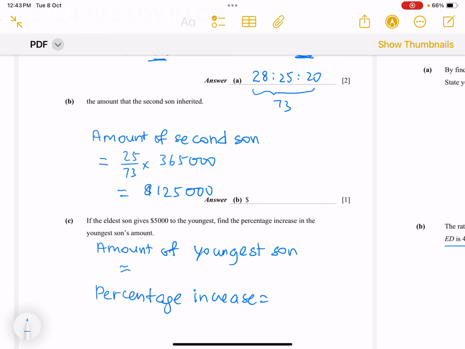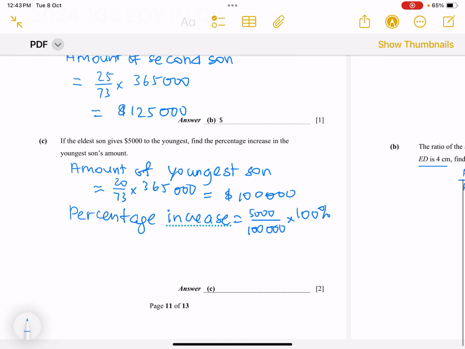So we need to find the percentage increase of the younger son when the elder son gives him 5,000. We must first find out how much the younger son has, and he has 20 parts of 73, which is 100,000. Therefore, for the percentage increase, he has been given this extra 5,000 increase over his original, multiply by 100%. And that gives us 5%.